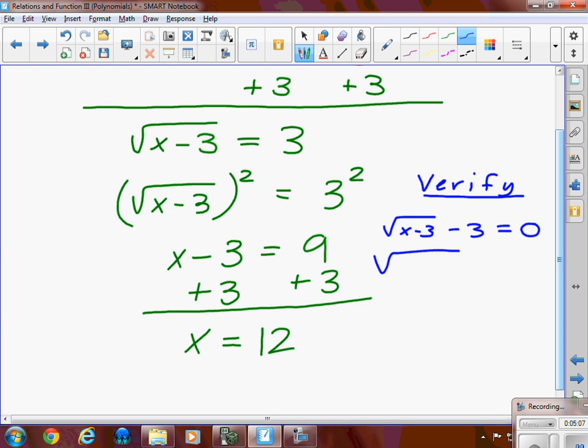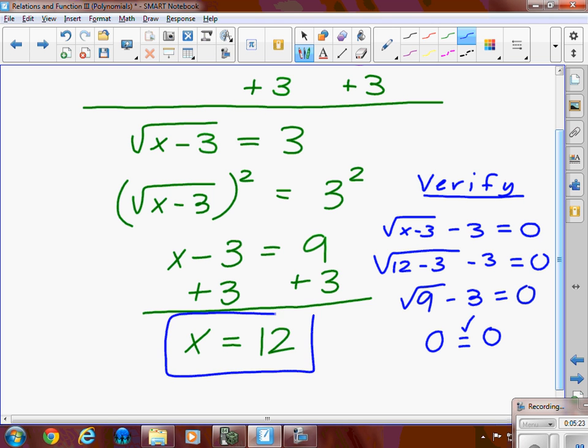If we're going to put in 12 minus 3, and then minus 3, we want to make sure this equals 0. So we got the square root of 9 minus 3 equals 0. Does that equal 0? Yes. 3 minus 3 equals 0. 0 equals 0. This is verified. Therefore, it is x equals 12.